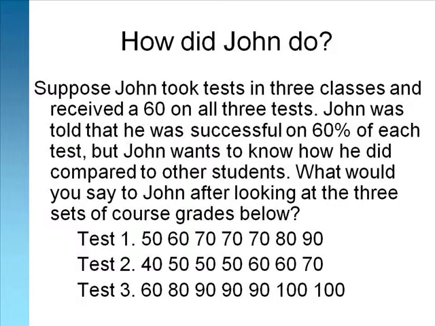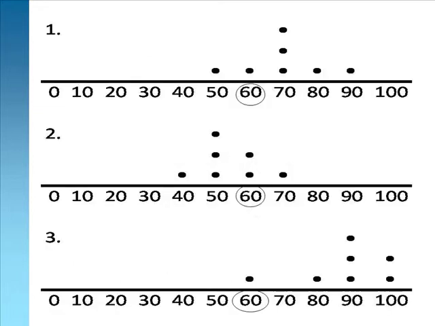Test 1: 50, 60, 70, 70, 70, 80, 90. Test 2: 40, 50, 50, 50, 60, 60, 70. And Test 3: 60, 80, 90, 90, 90, 100, 100. Dot plots are helpful here. On Test 1, John was one of the lowest scores, but just below the middle. On Test 2, John was one of the top scores, just above the middle. Finally, on Test 3, John was the lowest score and well below the center.